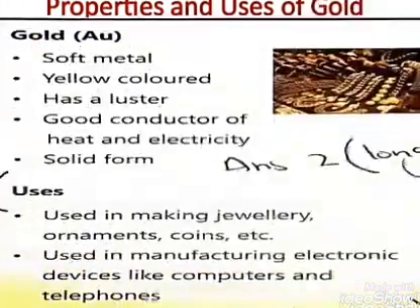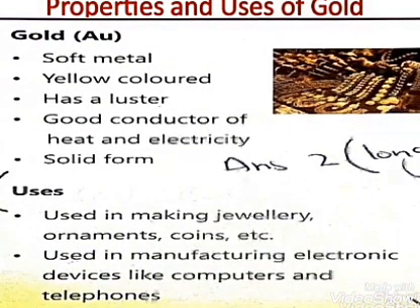Next element is gold. Gold is a soft metal. It is yellow in color and it gives high shine. It has a luster. It is a good conductor of heat and electricity, and it is present in solid form.